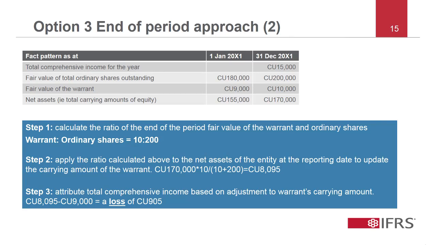So assuming fair value of ordinary shares and the warrants as shown on the table above, let's go through the steps. Step 1. Calculate the ratio of the reporting date fair value of the warrant and ordinary shares, taking the values from the table above, that is 10 to 200. Step 2. Apply that ratio to Company A's net assets at the reporting date as given in the table, currency unit 170,000. Applying the ratio of 10 to 200, the carrying amount of the warrant at the reporting date is updated to 8,095 currency unit. Step 3.